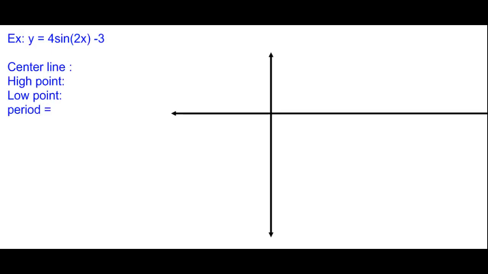All right. So our next one is y equals 4 sine of 2x minus 3. All right, so let's look at the negative 3 first. This is going to be our center line. So y equals negative 3 is our center line. So let's do that real quick. 1, 2, 3. This is going to be the center line. This is where we're going to begin. All right.